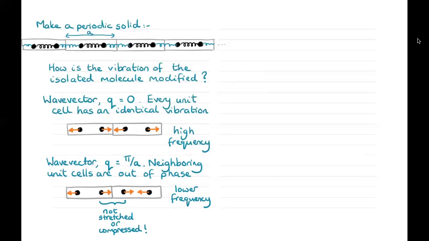So I can immediately, just from this simple analysis, sketch the frequency as a function of q between q equal to 0 and q equal to pi over a. I know that my frequency at q equal to 0 is going to be higher in energy than my frequency at q equal to pi over a. So just from this simple cartoon argument, I can see that the frequency is going to be highest at the center of the Brillouin zone, q equal to 0, and it'll come down in energy as I move towards the Brillouin zone boundary.